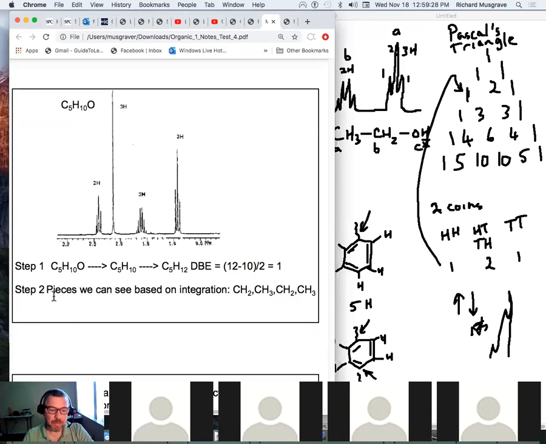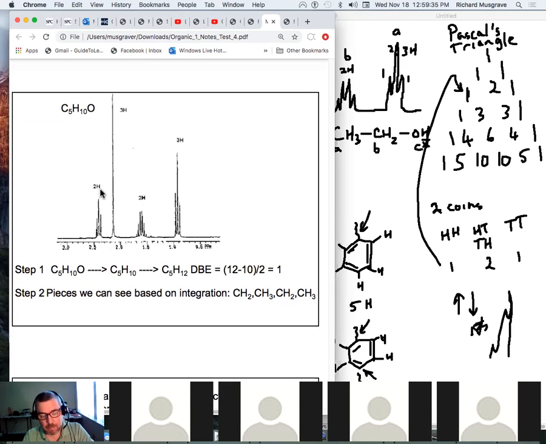The next thing we do is identify the pieces we can actually see. And yes, sorry, go on. When you say it has 1 ring or 1 double bond, if it had a ring, the ring would have no double bonds inside it? Correct. It would just be a ring because it would count as 1 double bond. So it could conceivably have a ring at this point, yes. Oh, okay, because we don't have any other information. But we're about to get a whole lot more.